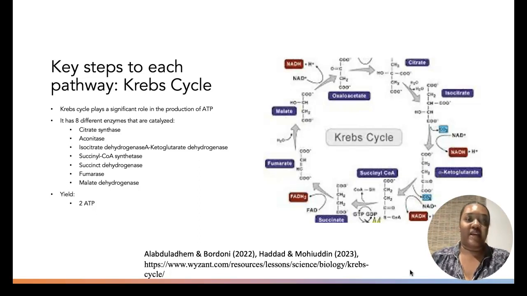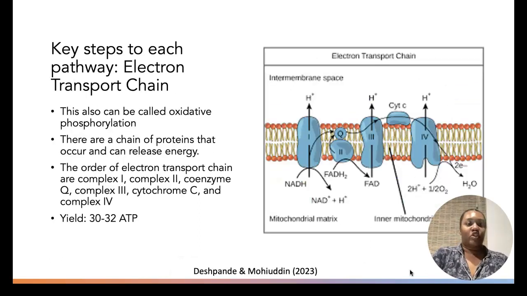And I don't know if I indicated in the slide previously, but glycolysis produces 2 ATP. It yields 2 ATP and then produces 4 ATP with 2 NADH. So the next is the electron transport chain. It can also be called oxidative phosphorylation.